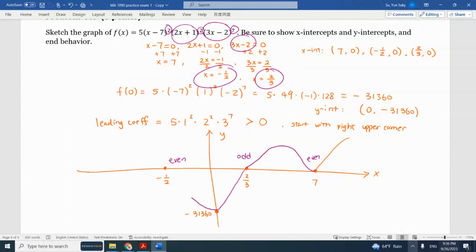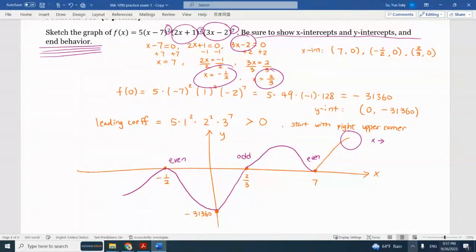So if you want to draw the picture better, it's very smooth, so you can make it smoother. So bounce, cross, and bounce again. Then this is the picture. And then read the problem carefully. You show x-intercept, yeah, we did. Y-intercept, yes, we did. And behavior. Don't forget that. And behavior.